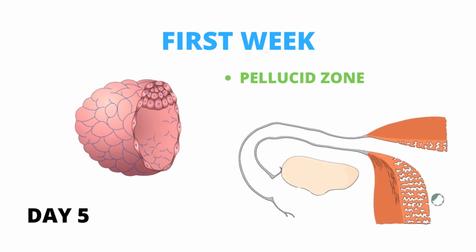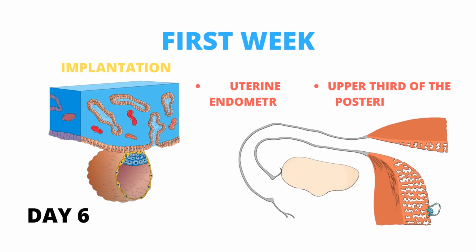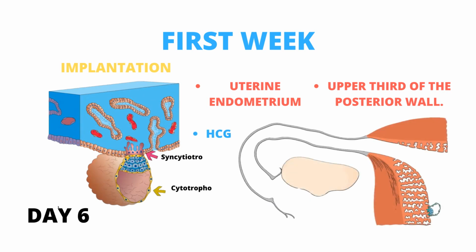On the 5th day, the zona pellucida is removed, and this allows the blastocyst to attach to the endometrium of the maternal uterus. On the 6th day, implantation occurs. The blastocyst attaches to the endometrium by means of its embryonic pole. The most frequent location is the upper third of the posterior wall of the uterus, and upon attachment, the trophoblast divides into 2 layers, an inner layer and an outer layer. The inner layer is called cytotrophoblast, and the outer layer is called syncytiotrophoblast. The latter produces human chorionic gonadotrophin hormone.